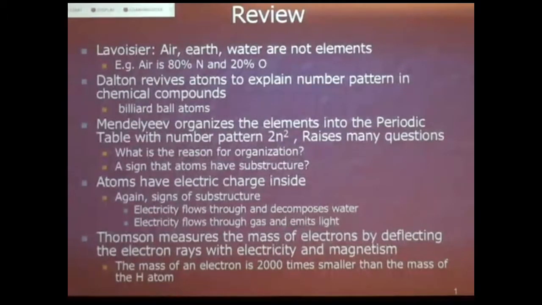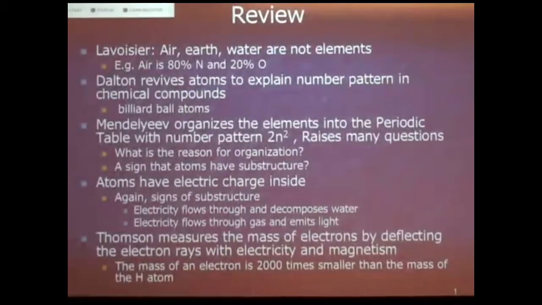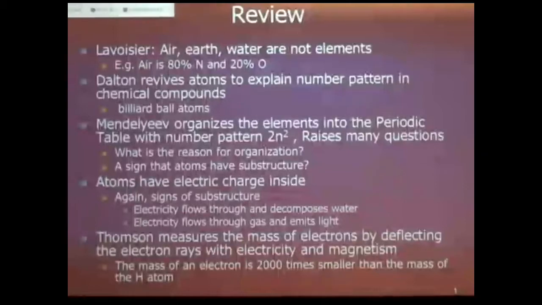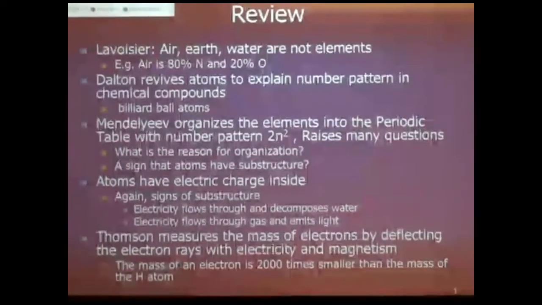Mendeleev organized the elements into the periodic table, and the number of elements in each row followed this pattern, which you recognize as 2n squared. So the first row had 2, the next row had 8, 18, 32, and so on. Now, that of course raised many questions: what is the reason for the organization of the periodic table, and what is the reason for the pattern 2n squared?